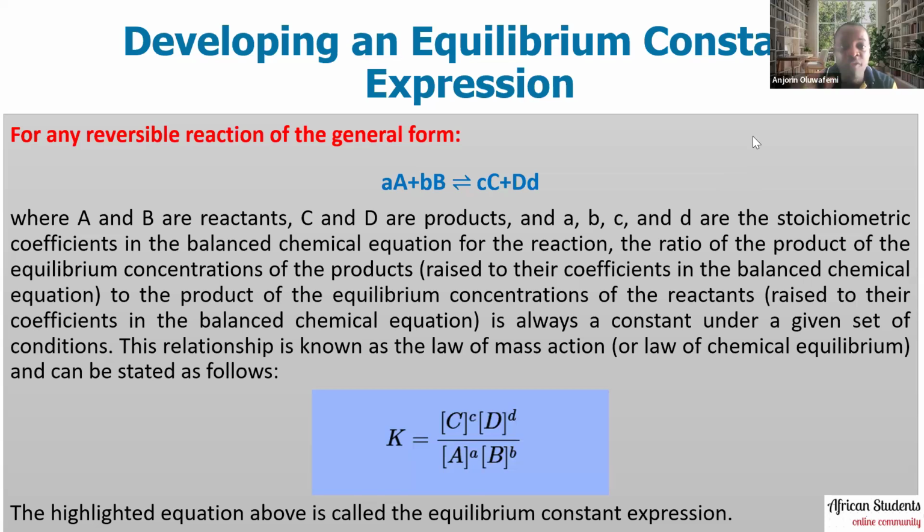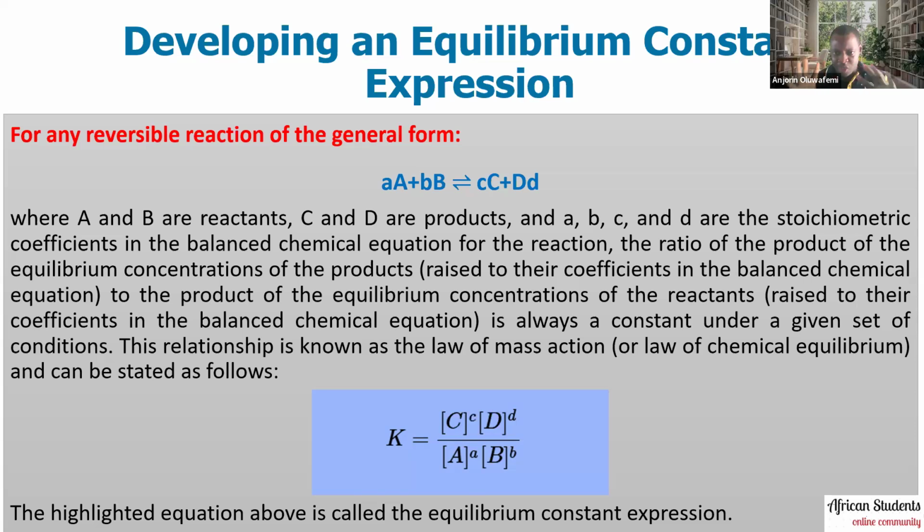Equilibrium constant. For any reversible reaction of the general form aA + bB → cC + dD, where A and B are reactants, C and D are products, and a, b, c, and d are the stoichiometric coefficients in the balanced chemical equation for the reaction, the ratio of the equilibrium concentrations of the products raised to their coefficients to the product of the equilibrium concentrations of the reactants raised to their coefficients is always constant under a given set of conditions.